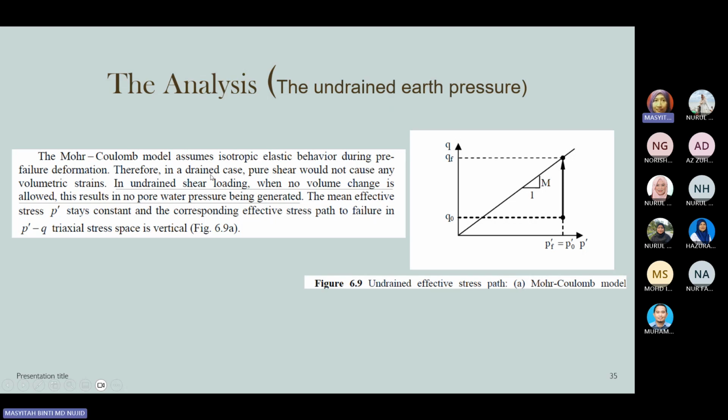So the drained case for pure shear would not cause any volumetric strain. This is true. However, in undrained shear loading, when no volume change is allowed, no pore water pressure is generated. The mean effective stress P prime stays constant, and the corresponding effective stress path to failure in P effective Q triaxial stress space is vertical, as given here.